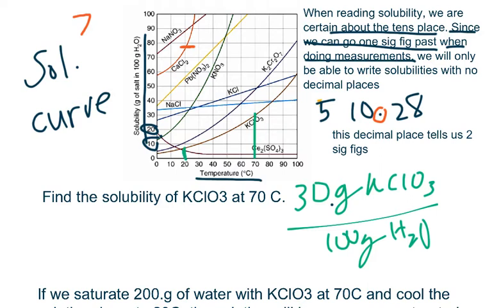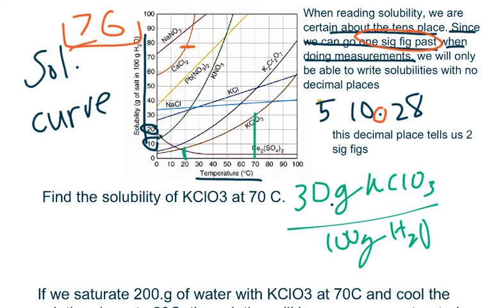But remember, we can go 1 past what we're sure of. So we're sure of 7, but we're not sure about the next one. So we could go 1 past, that's fine. So I'm going to guess that it's going to be 76. And this is the maximum number of sig figs you can have when reading this chart. So now let's read the chart.